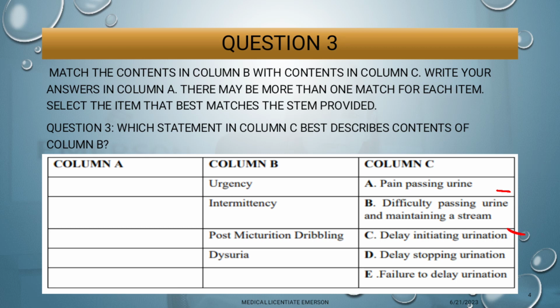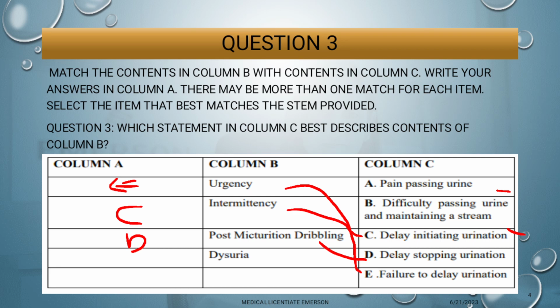So the definition for urgency is the failure to delay urination, which is E. Then intermittency is delay initiating urination, that's C. Then post-micturition dribbling is delay stopping urination, which is D. Then dysuria is pain when passing urine.